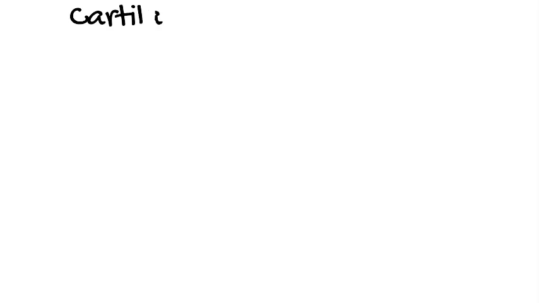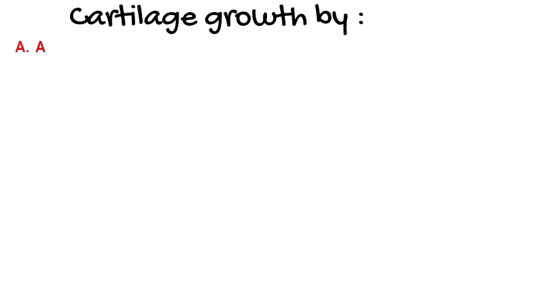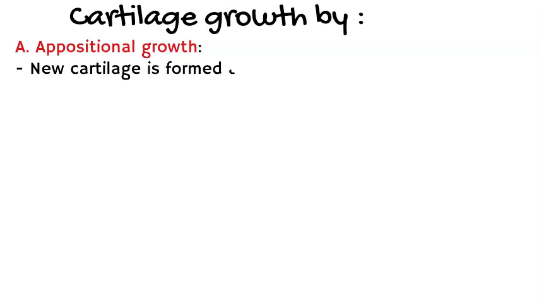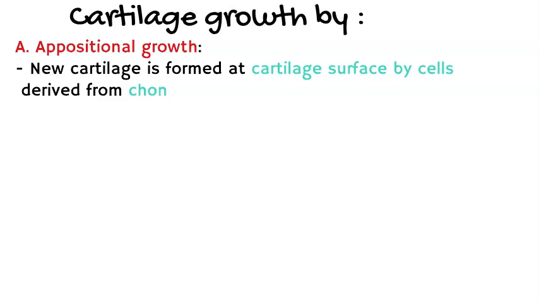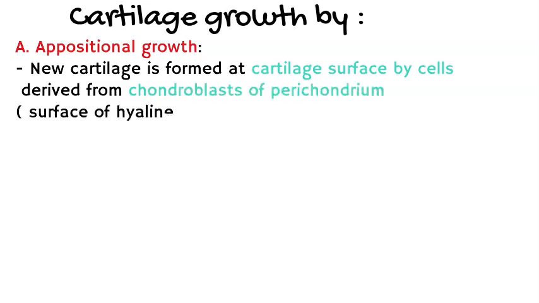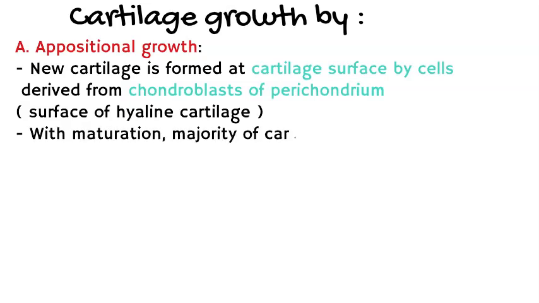Cartilage growth by A. Appositional growth. New cartilage is formed at the cartilage surface by cells derived from chondroblasts of the perichondrium, the fibrous surface of hyaline cartilage. With maturation, the majority of cartilage growth is primarily appositional.